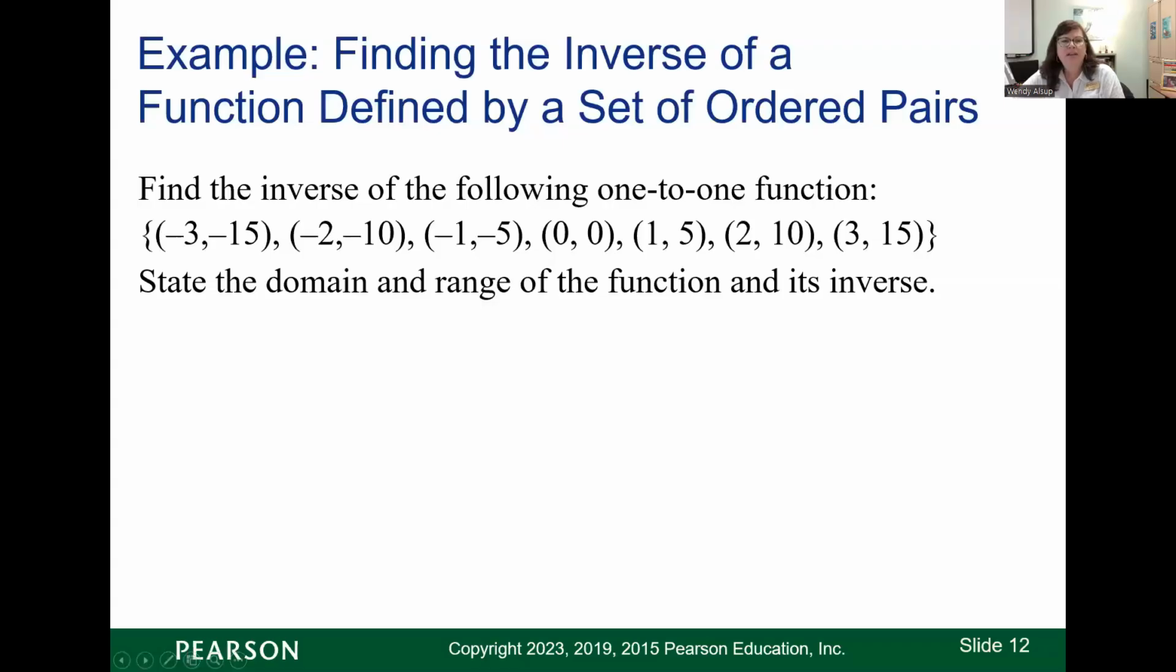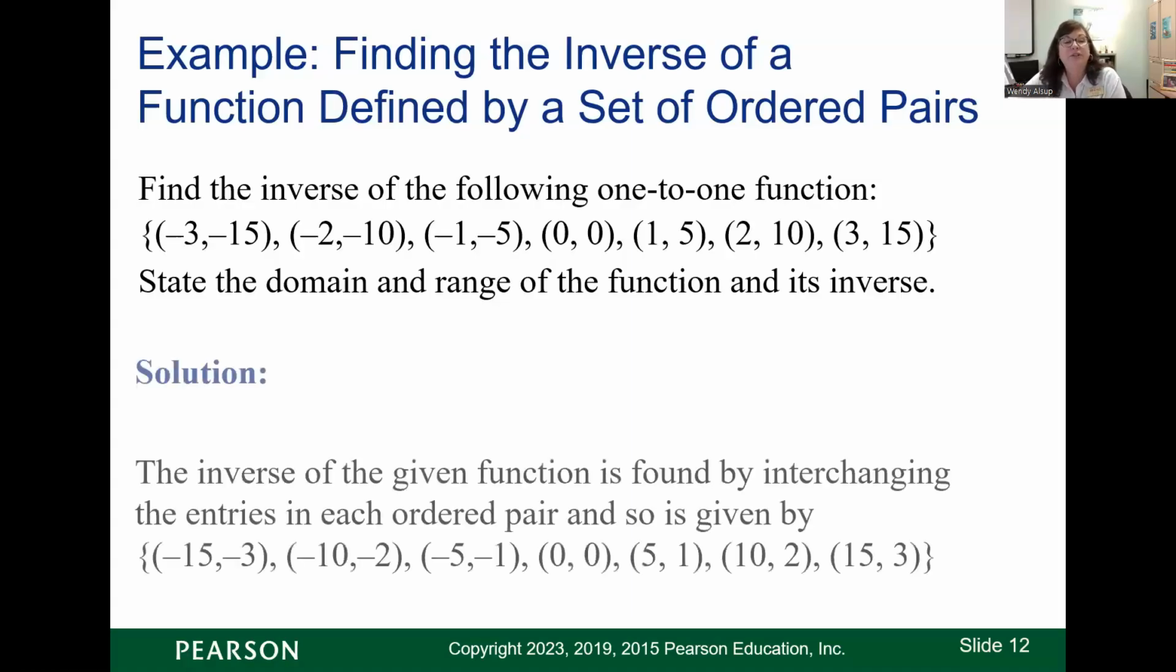Okay, what is the domain of this one? Well, that's the x values: -3, -2, -1, 0, 1, 2, and 3. And the range is -15, -10, -5, 0, 5, 10, and 15. That's the range, the y values. Now let's think about the inverse, okay? The inverse is just what you get when you flip the x's and the y's.